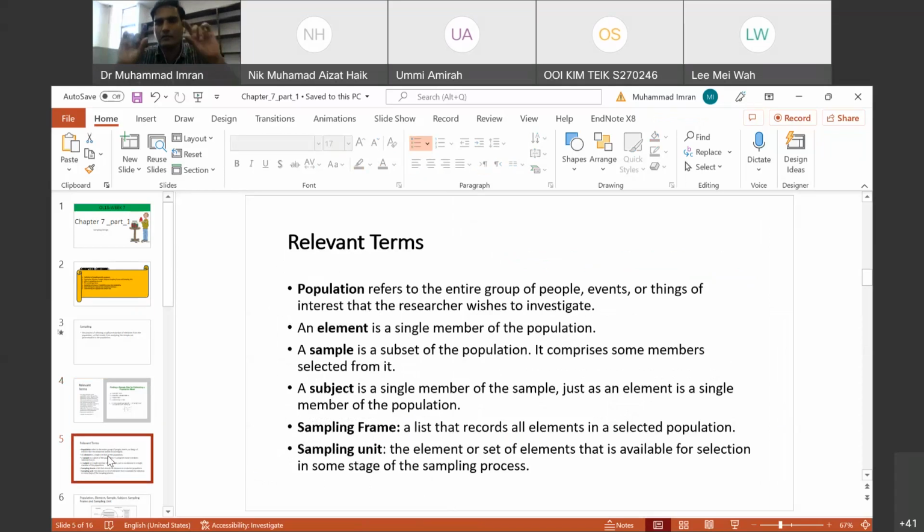Let's discuss the population first. The main thing, number one in sampling design, is the population. What is the population? It refers to the entire group of people, events, or things of interest that the researcher wishes to investigate.